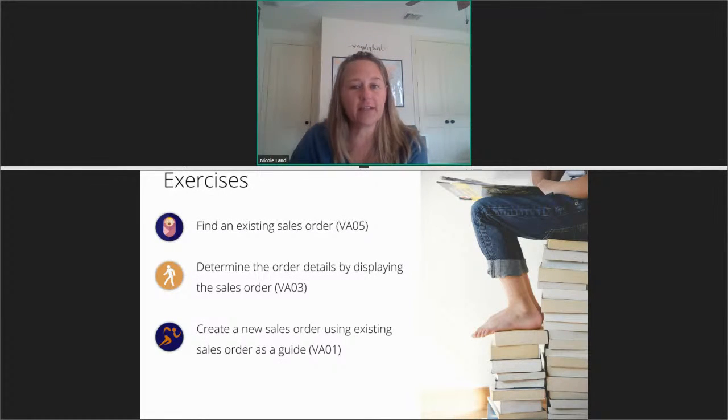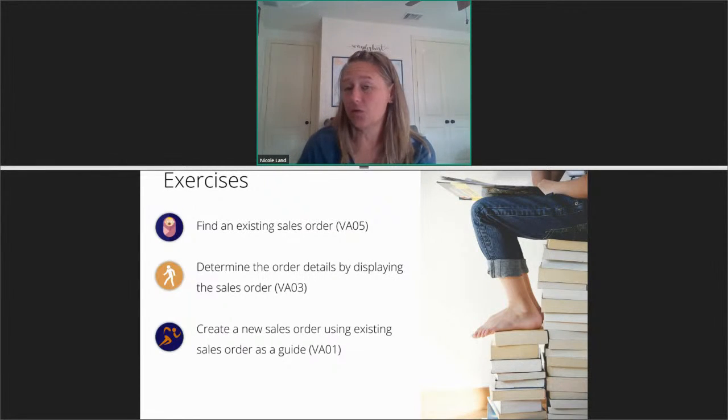Sales and distribution, we're going to VA05, which I mentioned earlier, to find some existing orders. From there, look at the order. Use VA03 to display that sales order. From there, you can look at the customer master. You can look at the material that's on that order. You can look at schedule line details and pricing. There's a wealth of information that you can view and learn about just by displaying a sales order.